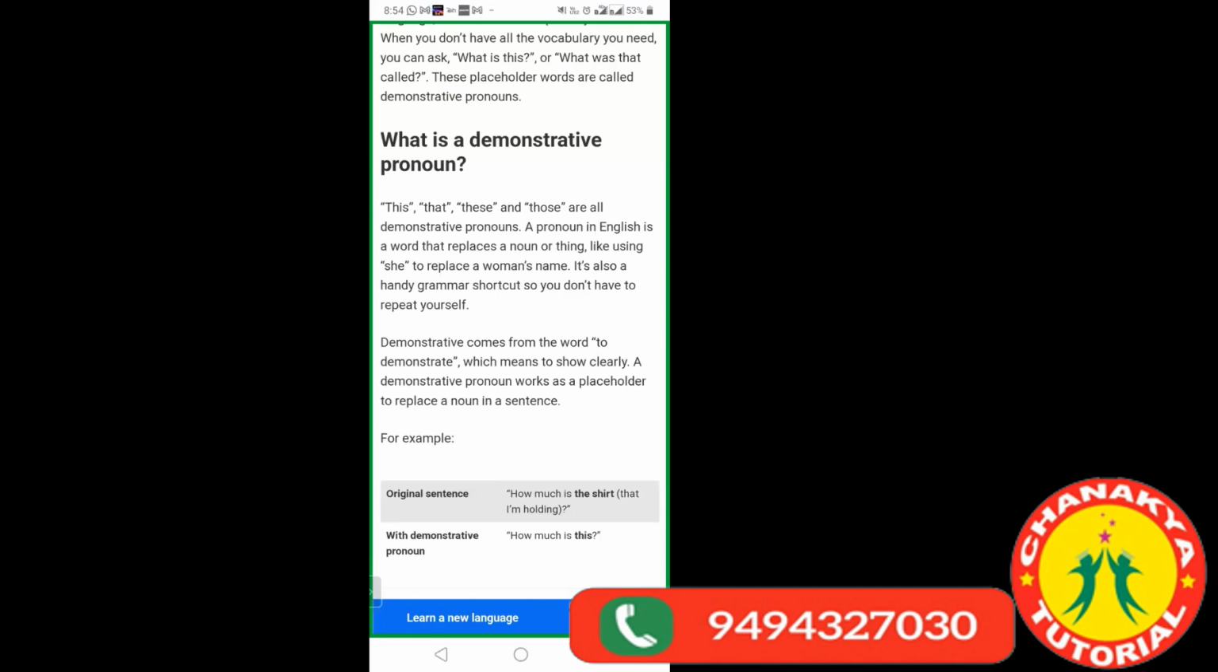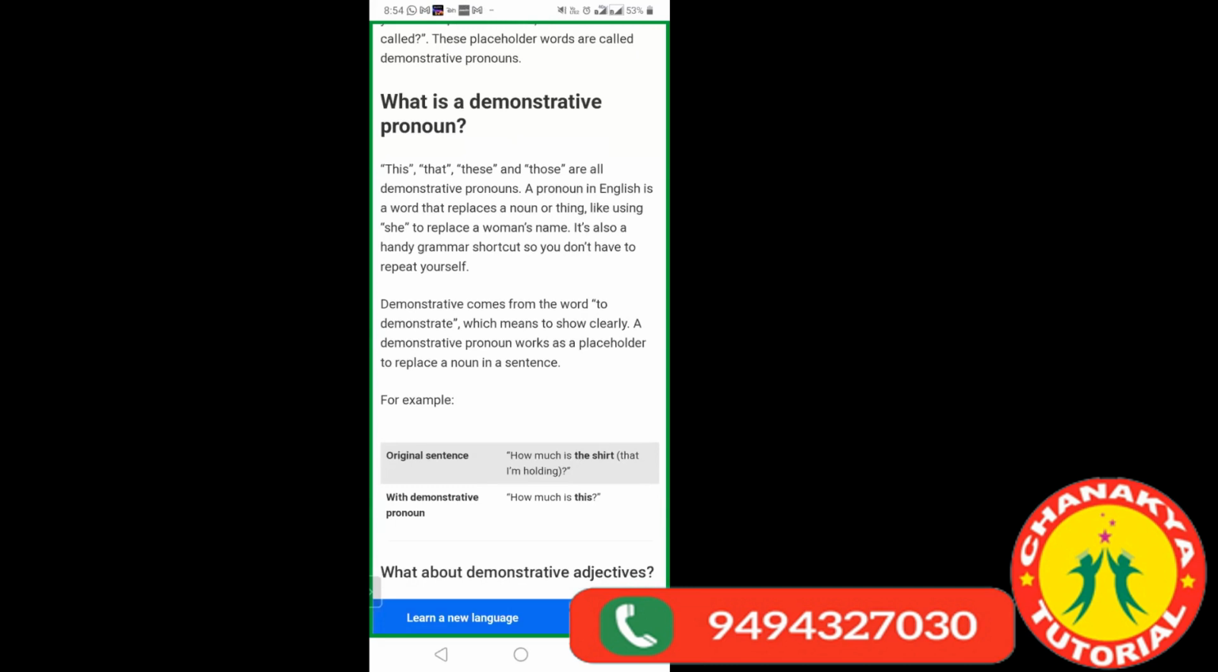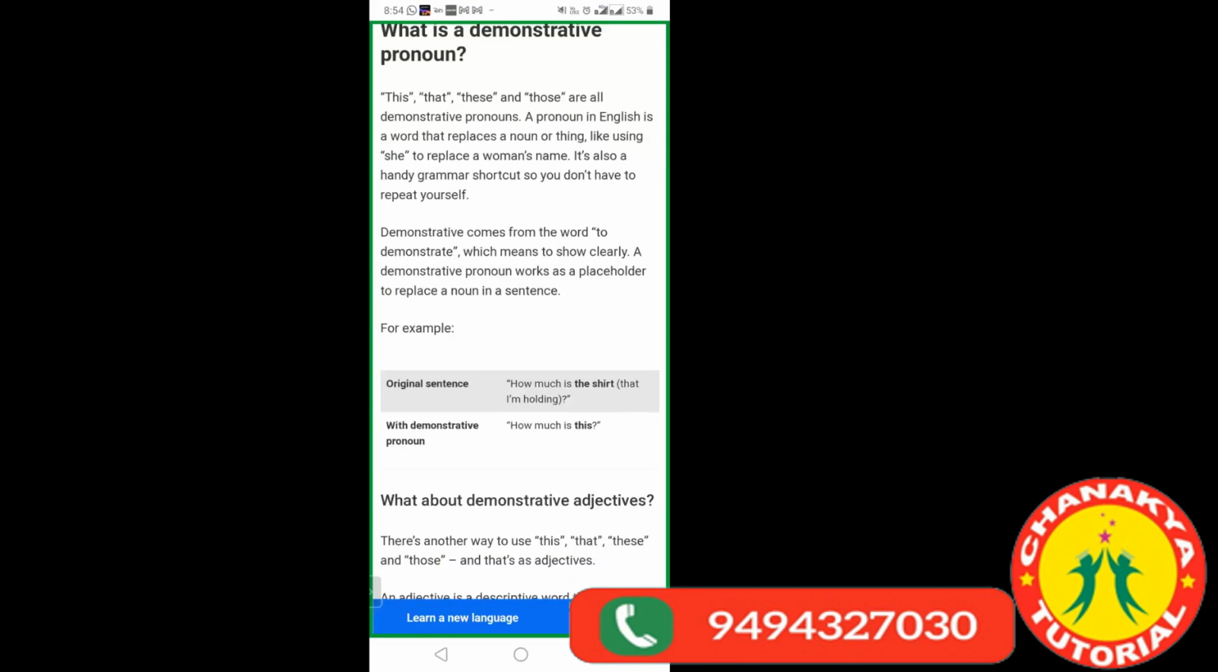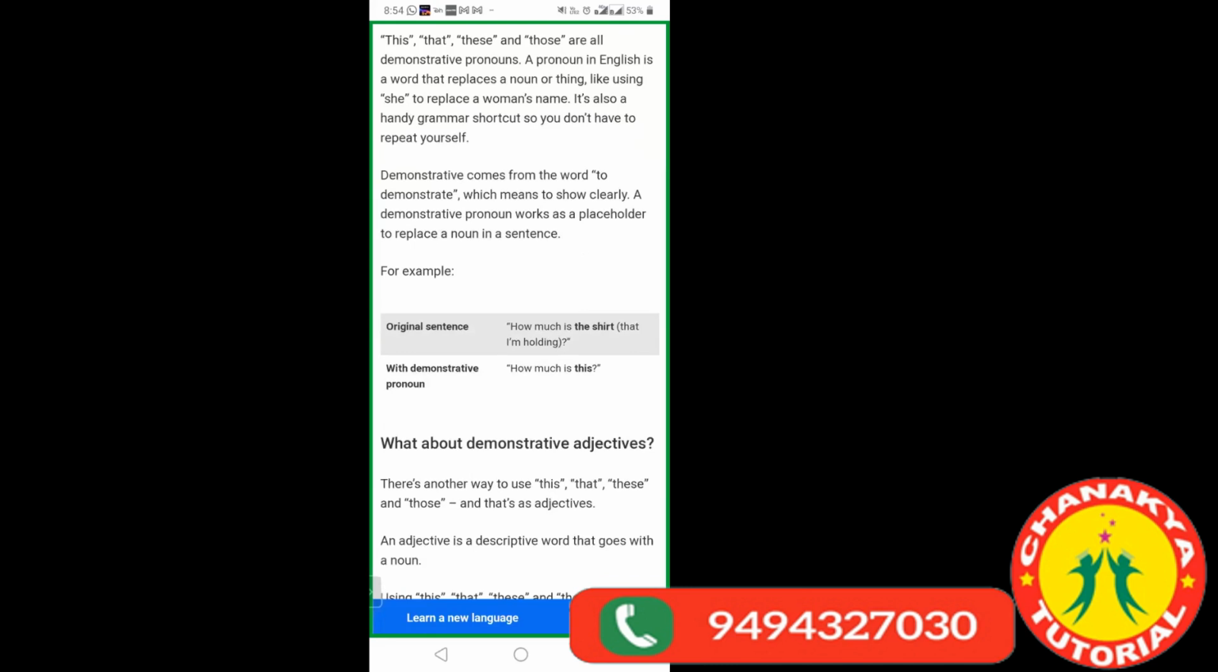Wait a minute. Excuse me, ma'am, like before I was asking, I guess you explained, but I didn't hear that, ma'am. Yeah, I was just telling the meaning of the word demonstrative, which means to show clearly. Now we will come to the original sentence. See the example original sentence. How much is the shirt? I was asking the doubt, ma'am. Yeah, you can ask. This, that, and those point out, like, it indicates the object or a particular thing, right, ma'am? Yes. Correct.